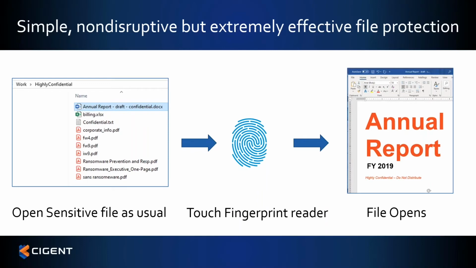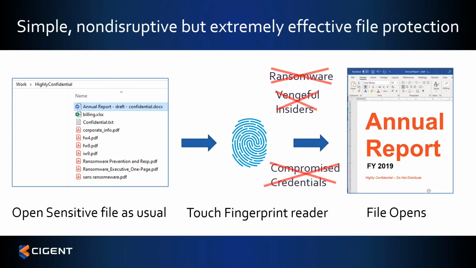It could be a fingerprint, it could be your facial recognition, it could be a PIN. It could be through Cisco Duo integration. It could be through any second factor of authentication. Once the user touches their finger to the fingerprint reader, the file opens. It's really no more complicated than that. But really, that simple act of putting a second factor of authentication in front of a file access stops things like ransomware in its tracks.